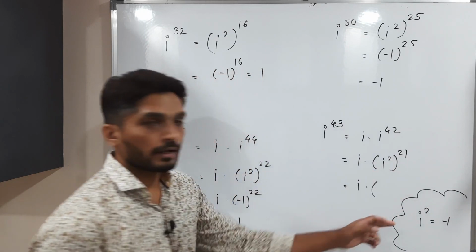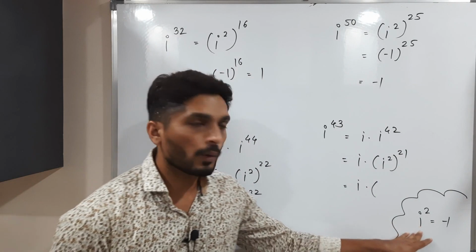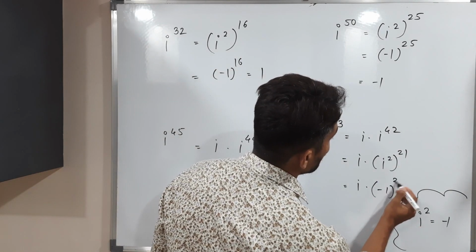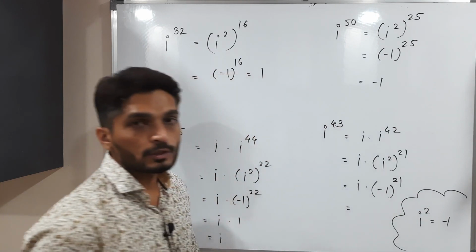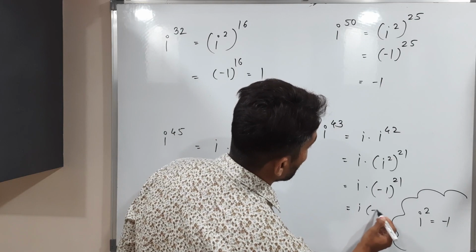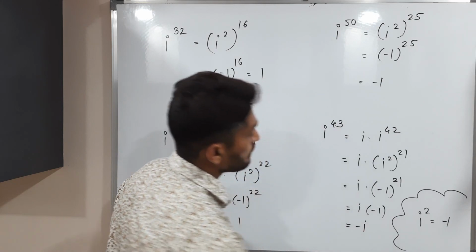The value of i square is minus 1. I am using only one thing: i square is equal to minus 1. So we will get minus 1 raised to 21. Minus 1 raised to any odd number, we will have minus 1. So that is i into minus 1, that is nothing but minus i.